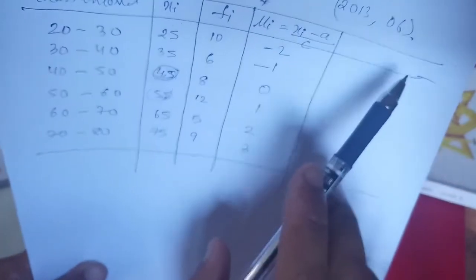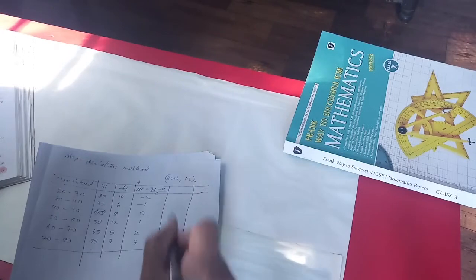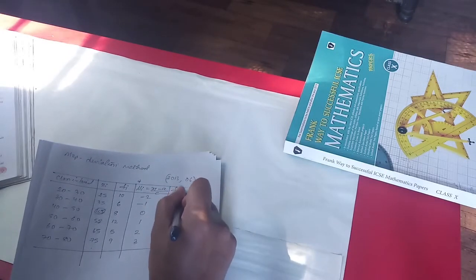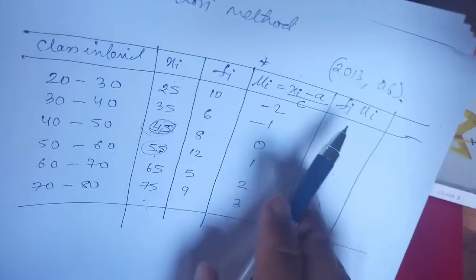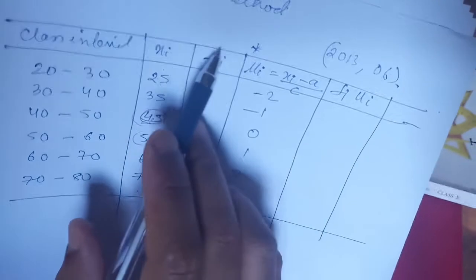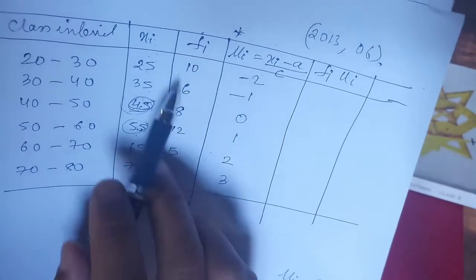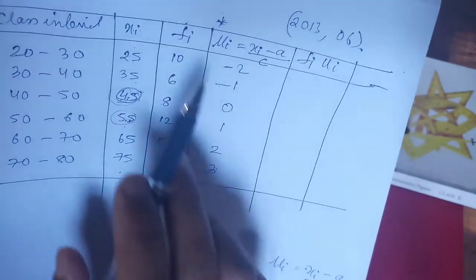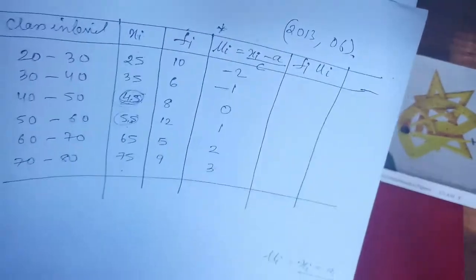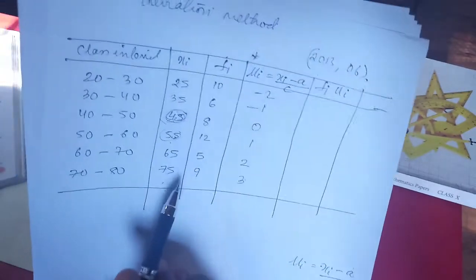Okay, now you have a fourth column. In the fourth column you have to multiply fi ui like this. So this and this you have to multiply. Now this multiplication becomes easy, yes or no, because the numbers are very, very small. So that's why this is a shortcut method or a step deviation method.